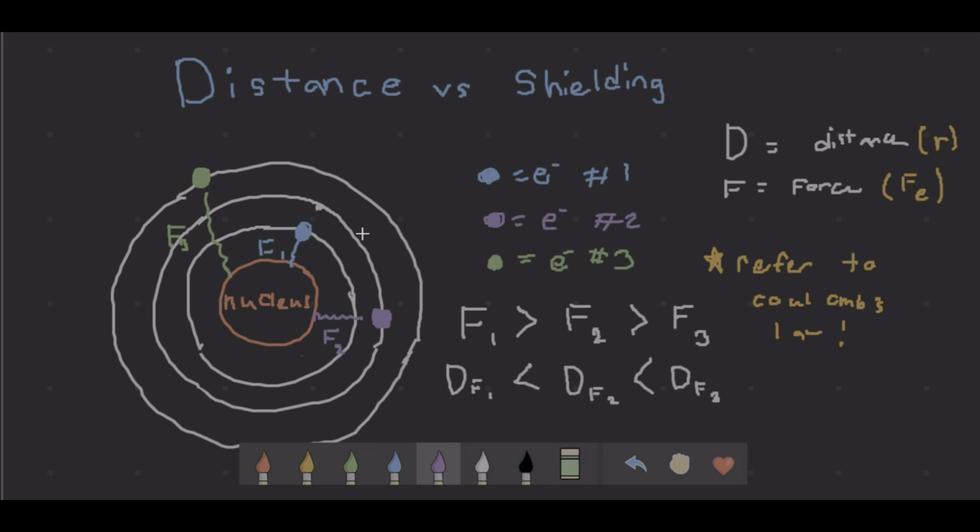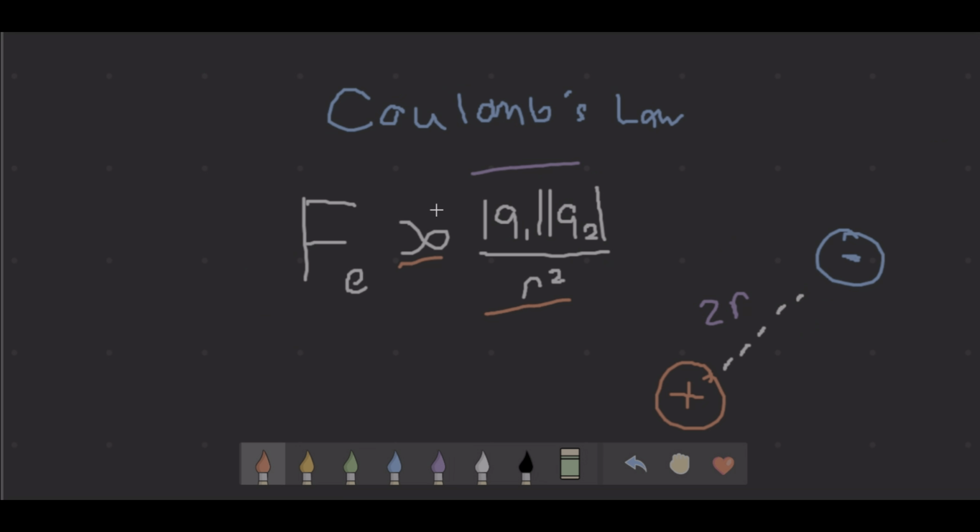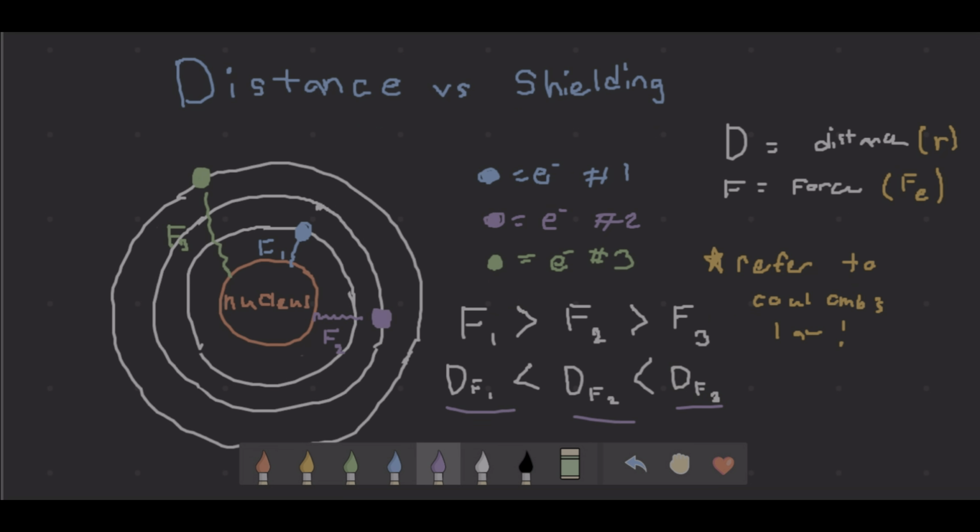As we see, this is the smallest distance from the nucleus. So distance D1 is less than distance D2, which is also less than distance D3 from the nucleus. As we previously mentioned with Coulomb's law, as your distance increases, your force exerted decreases. So now we know that the force from the nucleus exerted on electron 1 will be higher than on electron 2, and on electron 2 will be higher than on electron 3.